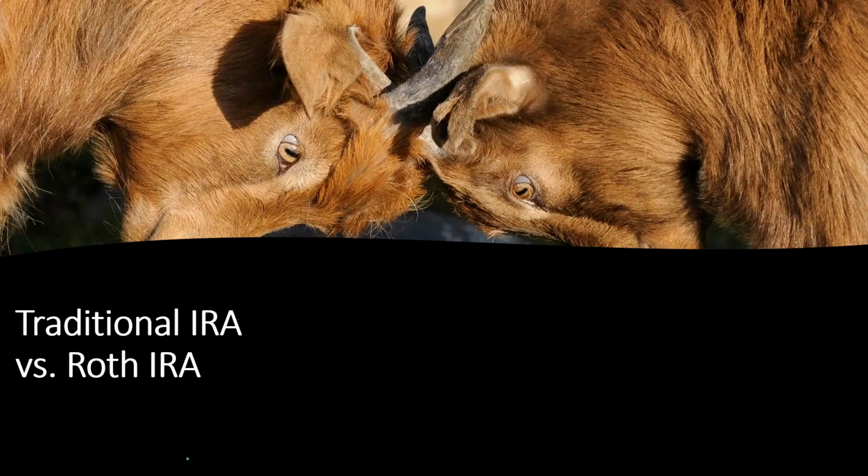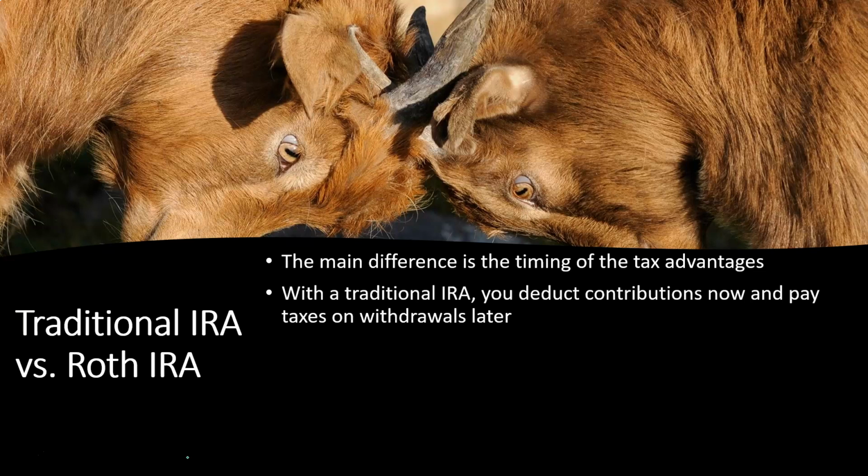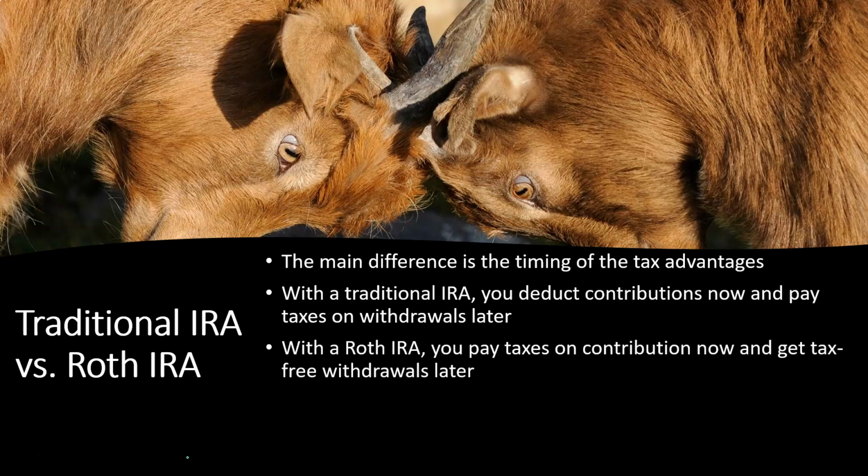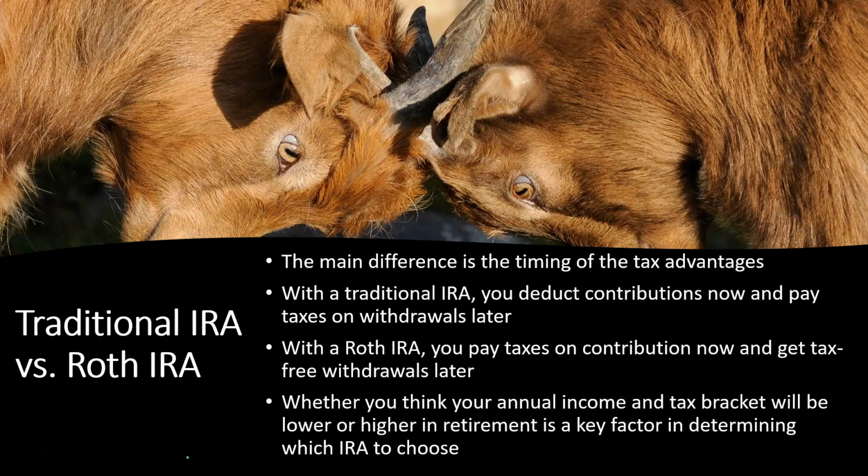So you can also think about the difference between a traditional IRA and a Roth IRA. This is a common kind of question. The main difference is the timing of the tax advantages. With a traditional IRA, you deduct contributions now and pay taxes on the withdrawals later. With a Roth IRA, you pay taxes on contributions now and get tax-free withdrawals later.